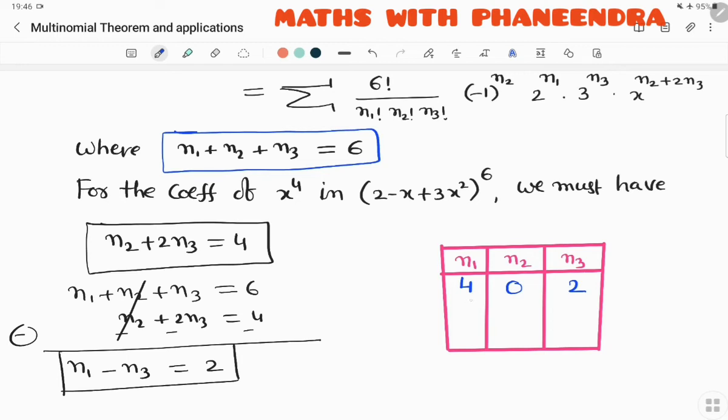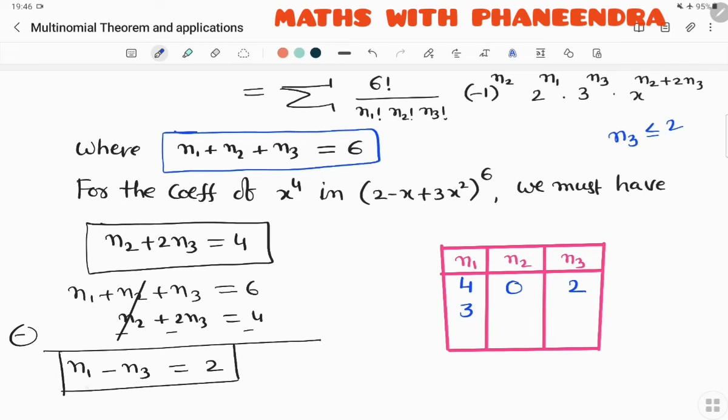Like this, if you take n1 as 3, here the condition is that n3 should be less than or equal to 2. Sir, why are we saying n3 should be less than or equal to 2? Because the power of (3x²) to the power n3 is there, so n3 should be less than or equal to 2. n3 can only take the possibilities 0, 1, 2.